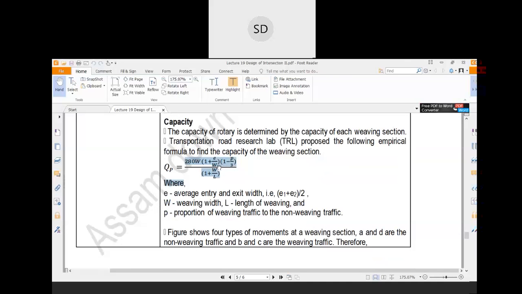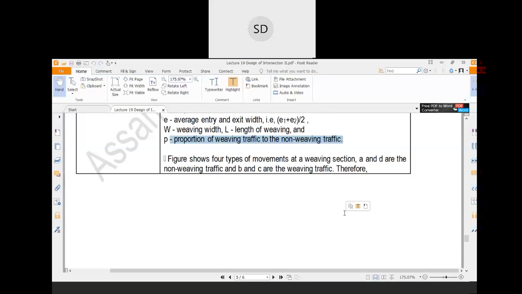Now, here E is the average entry and exit width, that is (E1 plus E2) by 2. W is the weaving width. L is the length of the weaving, that is weaving length. And P is the proportion of weaving traffic to the non-weaving traffic. And as per the IRC recommendation, that proportion should be 4.